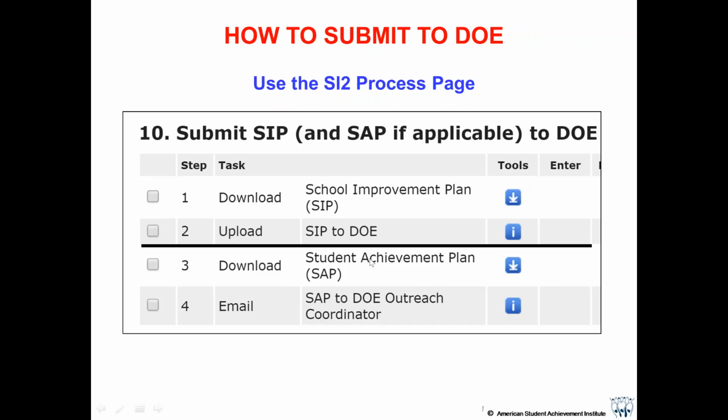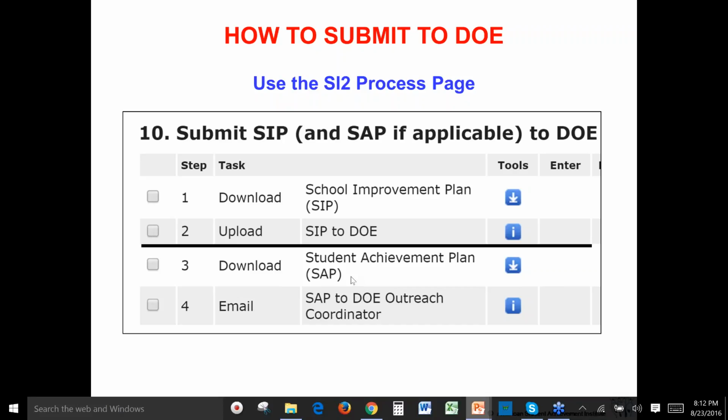Then, if you are a focus or a priority school, just a reminder that you also have to submit a student achievement plan. You click this button, it downloads, then you send it as an email attachment to your DOE outreach coordinator. And if you just click this button, that will take you to DOE's website that gives you the email addresses for all of the outreach coordinators and shows you who your outreach coordinator is.